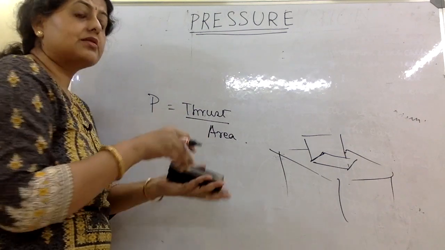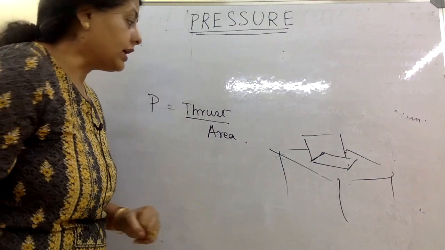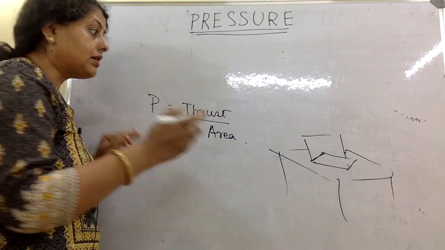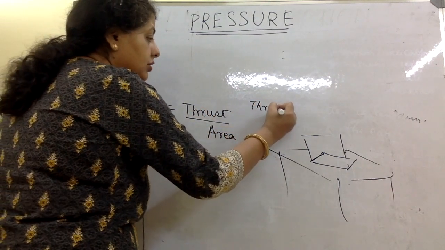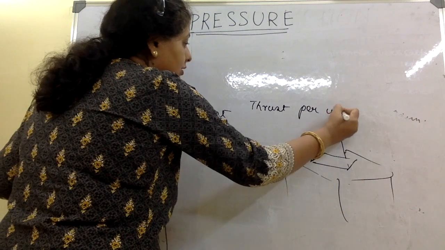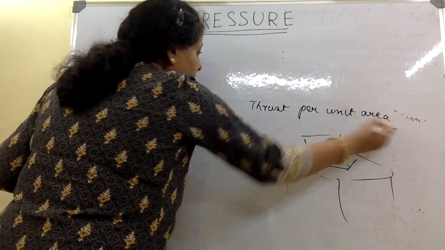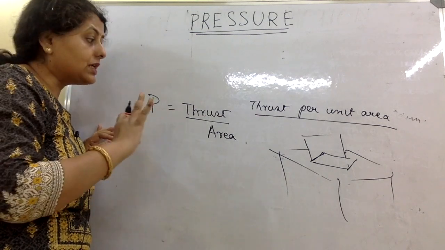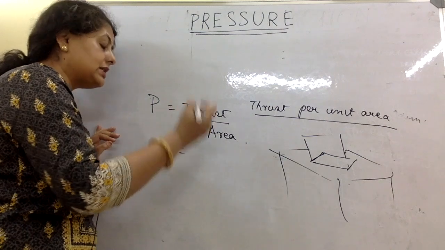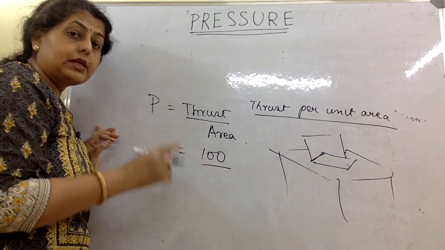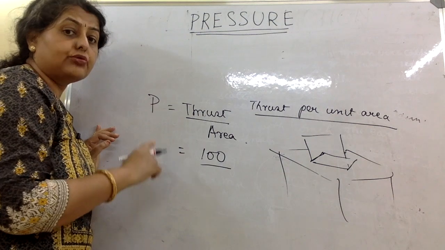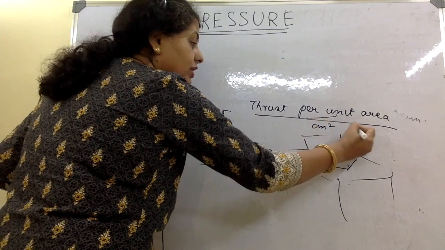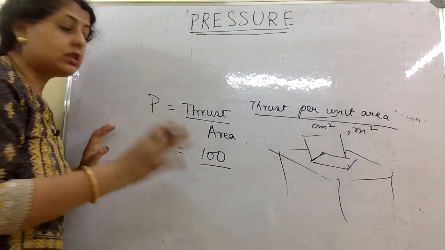Now, what is thrust? Thrust is nothing but the weight of the body. So here is the weight of the body, this is the area. What exactly are they trying to say? Thrust per unit area is pressure. It means the full weight is not the pressure. If the full weight is, let's say, 100 Newton, we'll write it here. But per unit area, which can be 1 centimeter square or 1 meter square, depending on the unit.